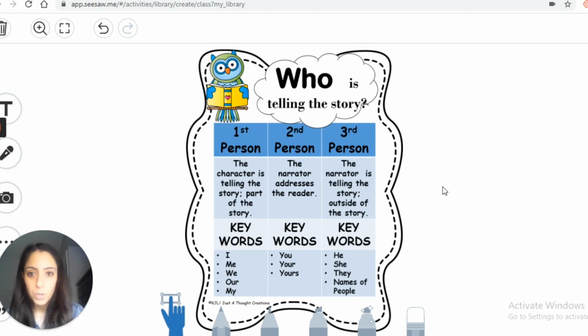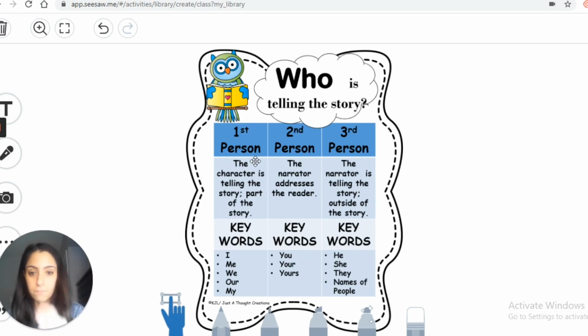So we're going to think about this chart. When you hear the words point of view, you could picture this owl, right? And think, who, like the sound an owl makes, who is telling the story? That's what point of view is. When you are trying to answer what the point of view is, you're thinking, who's telling the story? And your answer in third grade is either going to be first person, which means, looking right here, that the character is telling the story. So the character is part of the story. The narrator is a character inside the story.